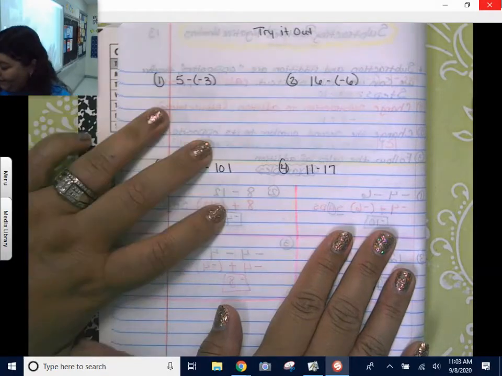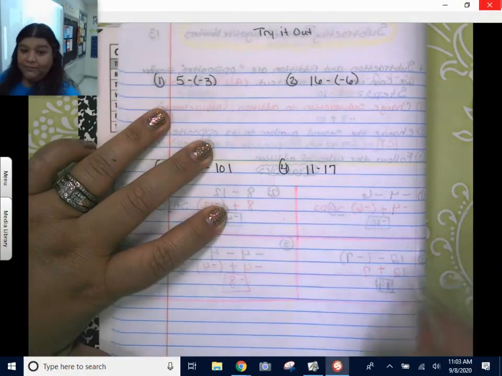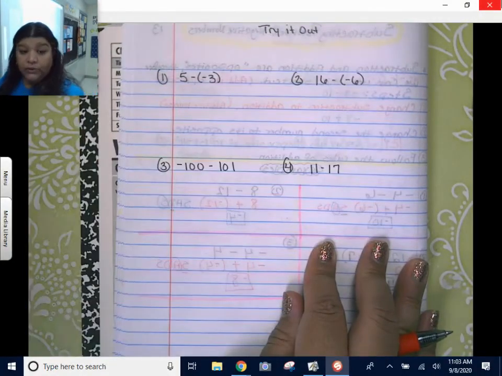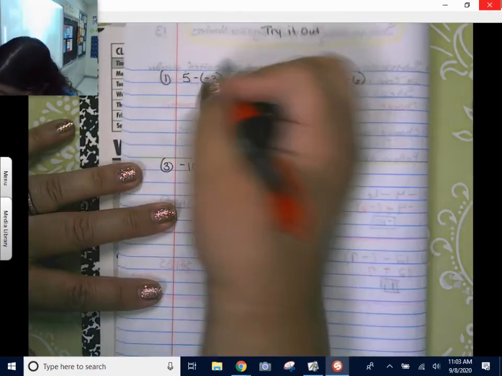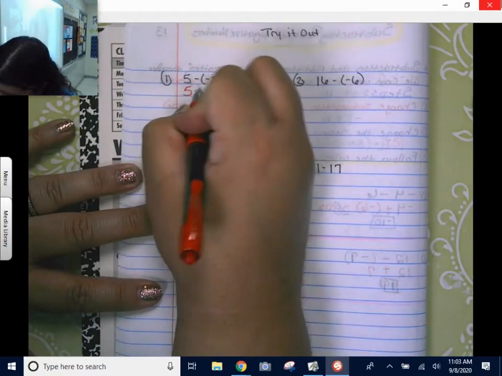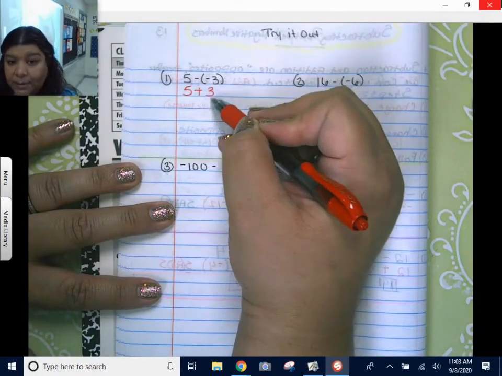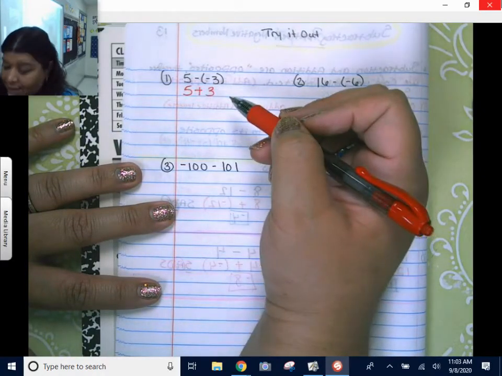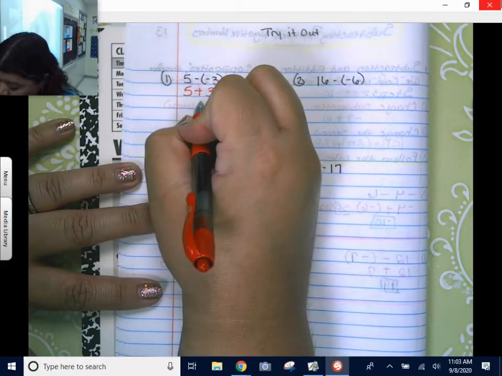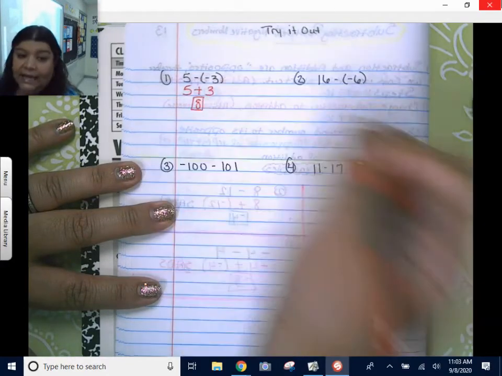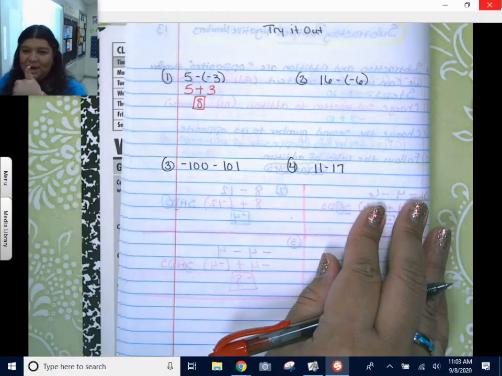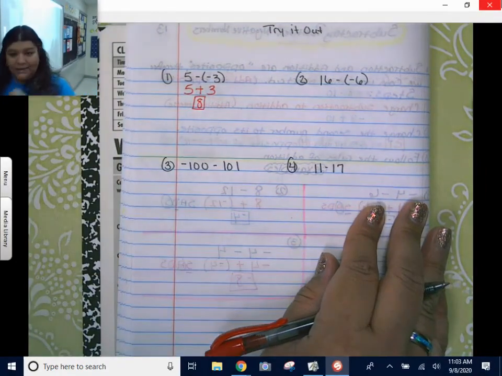Okay? We have 5 minus negative 3. You should have rewrote this as 5 plus 3. Subtraction goes to addition. Negative 3 goes to a positive 3. They're the same sign. So 5 plus 3 is 8. Okay, if you got it right, good job. All right, if not, practice.